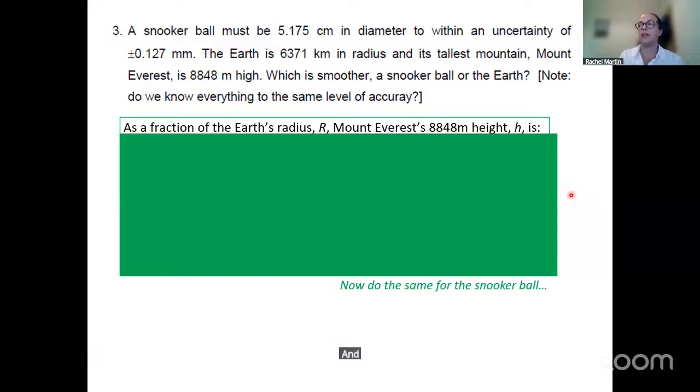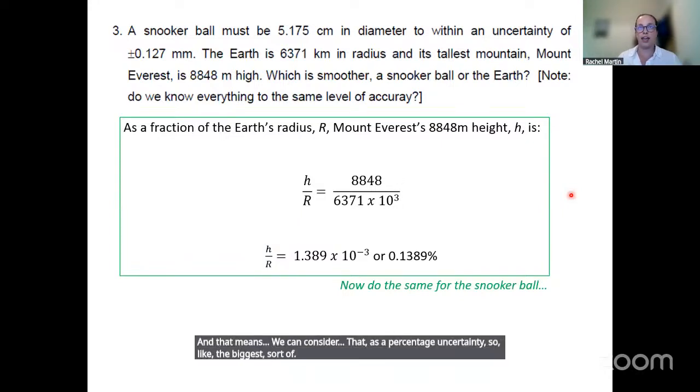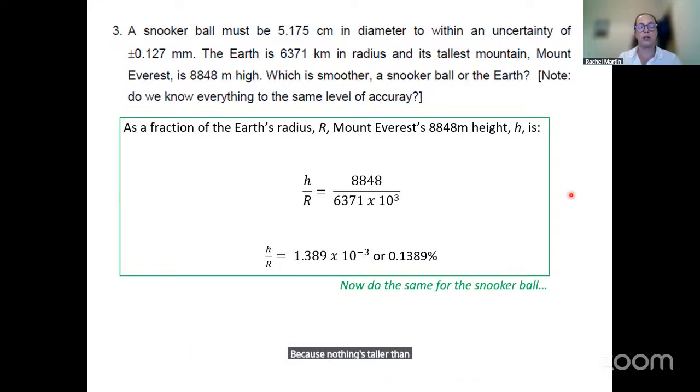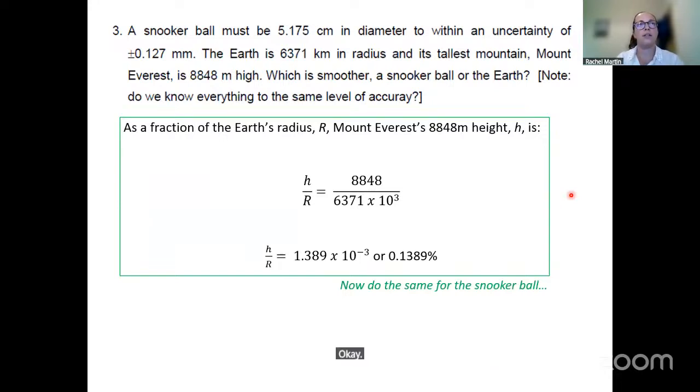And that means we can consider that as a percentage uncertainty, the biggest sort of percentage deviation on the Earth's surface, because nothing's taller than Mount Everest. So we're going to take that as the least smooth part of the Earth's surface. Okay, well done. I think lots of people are working in decimals as well, and lots of people have gone back to check their answer. I'd say the majority are getting the correct answer.